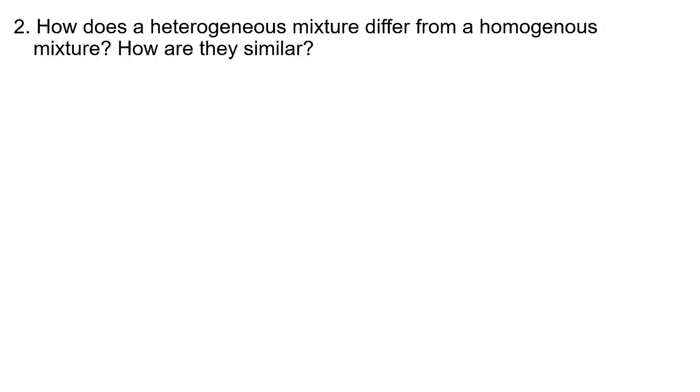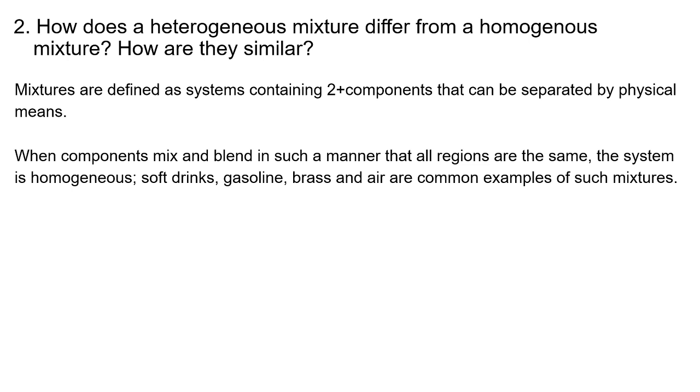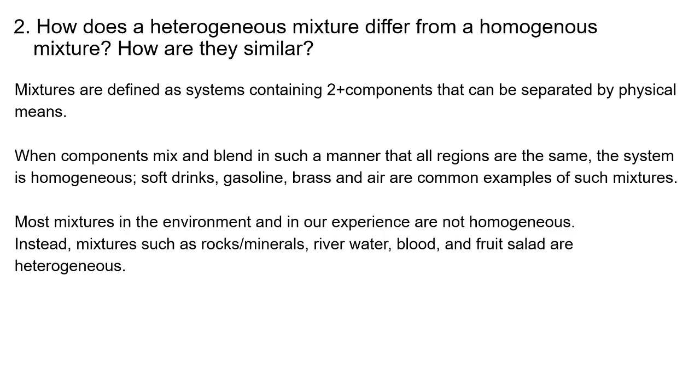Number 2, how does a heterogeneous mixture differ from a homogeneous mixture? How are they similar? Well, before we get into distinguishing between the two, we have to define what a mixture is. Mixtures are defined as systems containing two or more components that can be separated by physical means. When components mix and blend in such a manner that all of the regions are the same, the system is homogeneous. Some common examples of this that you're familiar with are soft drinks, gasoline, brass, and the air that we breathe. Most mixtures that we see in our real world, though, and in our experience, however, are not homogeneous.